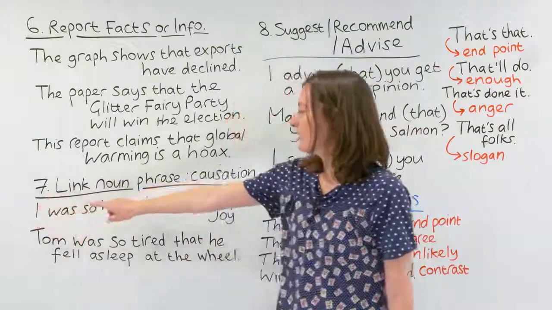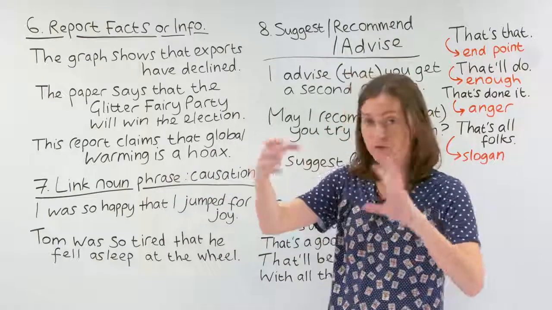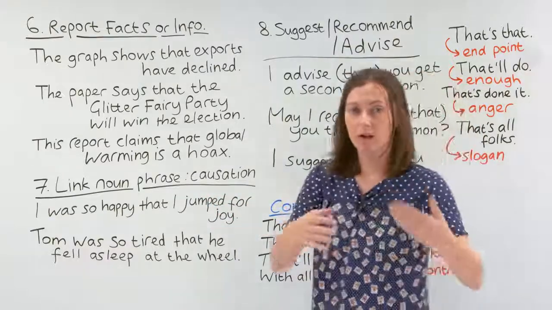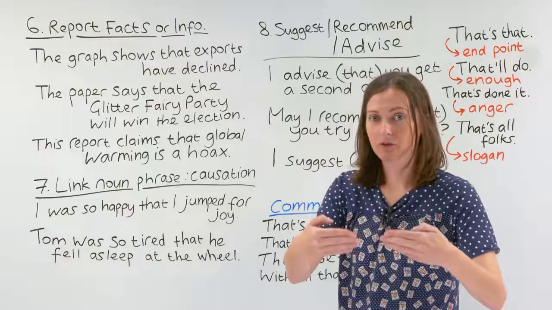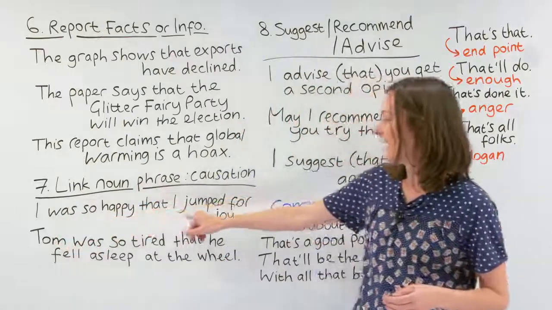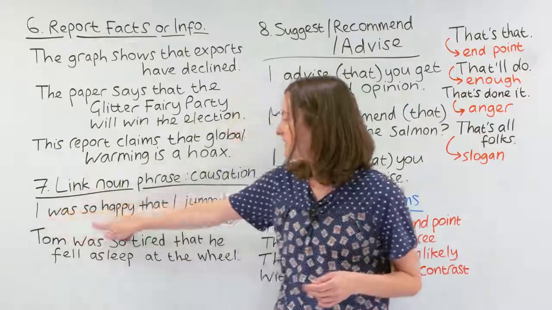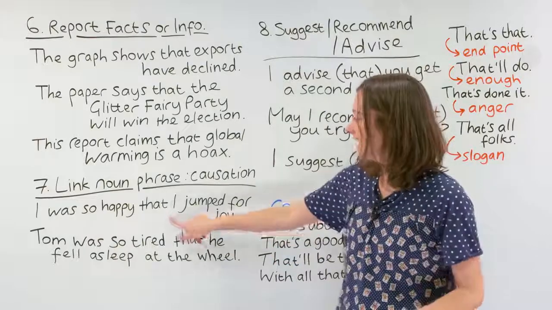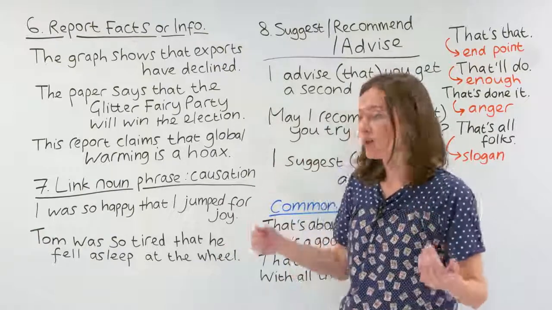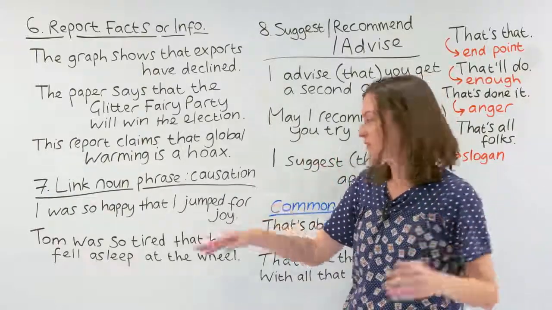The next one is we use that to link noun phrases together. And when we do that, we show causation. We show that one noun phrase is linked to the other one. They're in a relationship. Here's an example. I was so happy that I jumped for joy. Here's the first phrase, I was so happy. Here's the second phrase, I jumped for joy. I was so happy that I jumped for joy. And that is in the middle to sandwich the two phrases together.